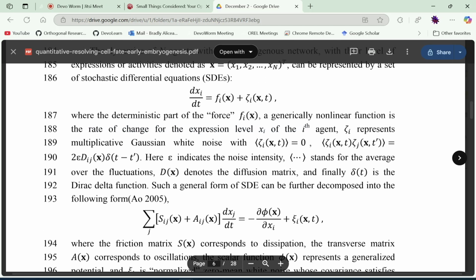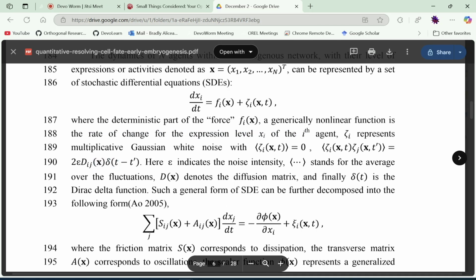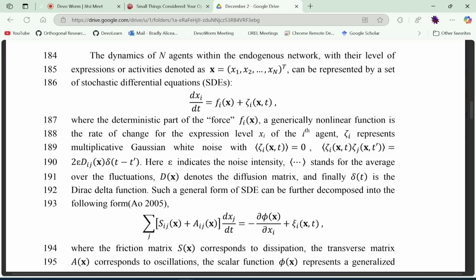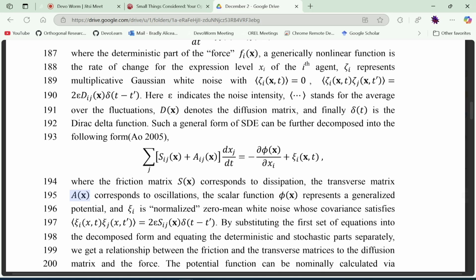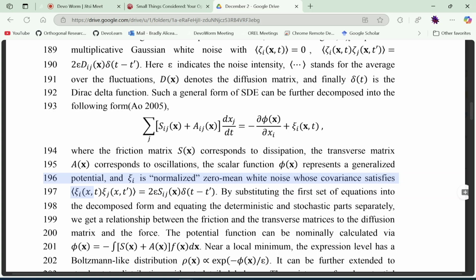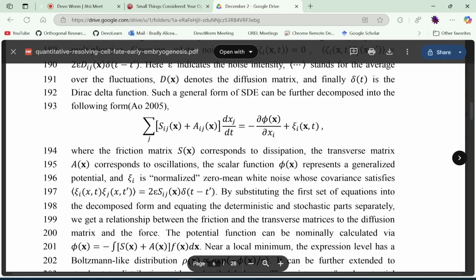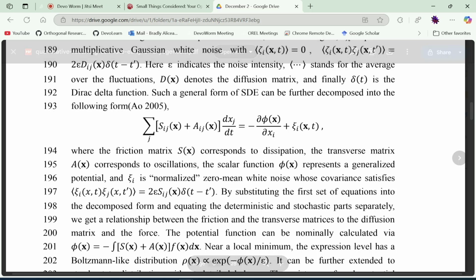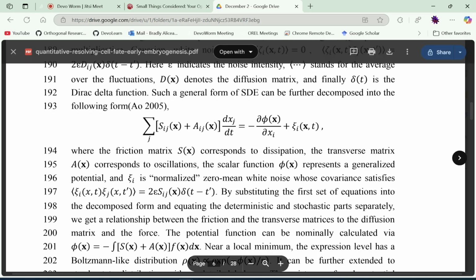So there are some parameters in here where there's noise intensity, which stands for the average over the fluctuations. Dx denotes the diffusion matrix. And then finally, we have a term that's a Dirac delta function. Such a general form of a stochastic differential equation can be further decomposed in the following form. So you can also write it like this, which is a bit longer, where we have a friction matrix, which corresponds to dissipation. A transverse matrix corresponds to oscillations. There's a scalar function representing a generalized potential. And then there's normalized zero-mean white noise.